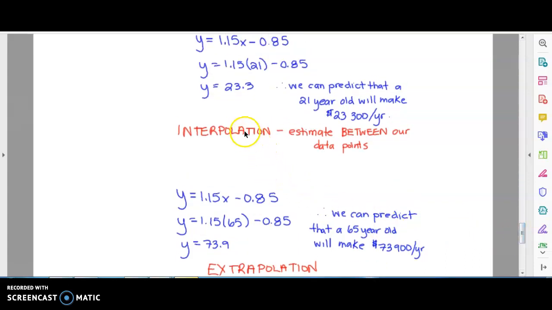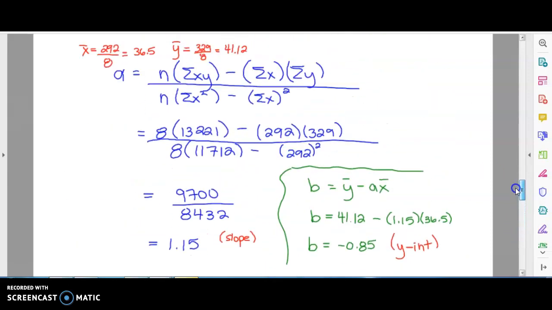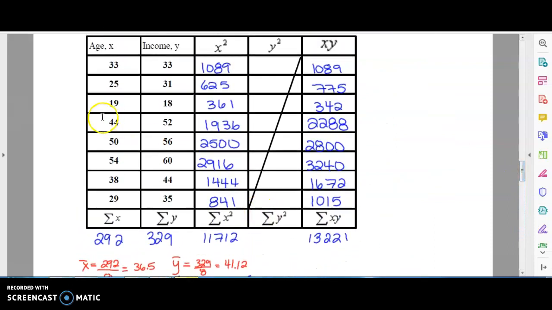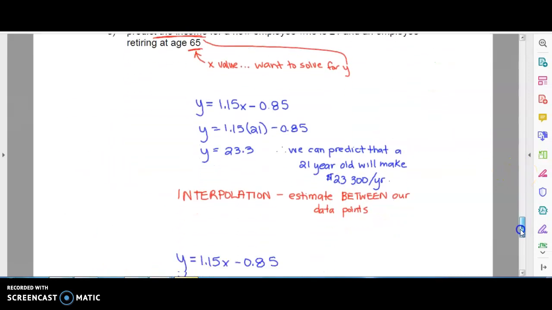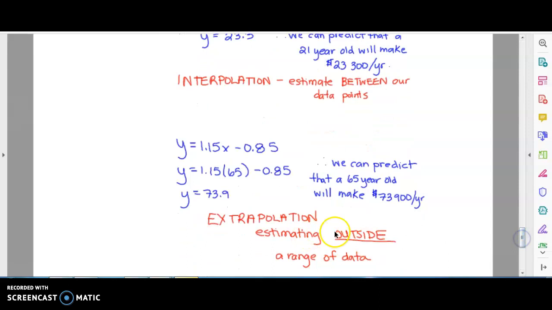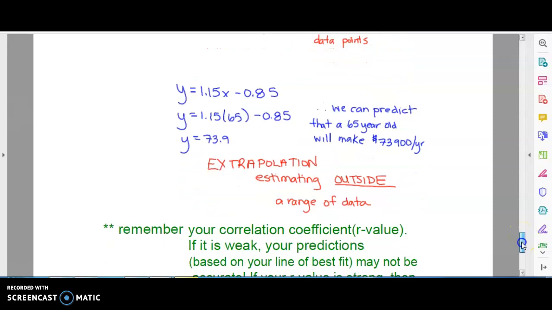There's two other definitions here, interpolation and extrapolation. So interpolation is when we are estimating between our data points. So for a 21-year-old employee, we can see again that our data range is 19 up to 54. So 21 fits in that range, so we call that interpolation. 65 is outside of that range, so we call that extrapolation. That's all it is. Okay, so you can do this with any data that you're given. If you're ever estimating a point that falls within your data range, it's interpolation, and if you're ever estimating a point that falls outside of your data range, it's called extrapolation.